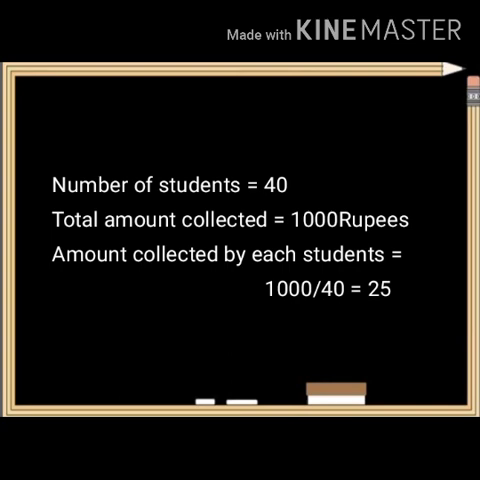So we know that the number of students is 40 and the total amount collected is 1000 rupees. We want to find the amount collected by each student. So we can divide 1000 by 40. We will get it as 25. Okay.